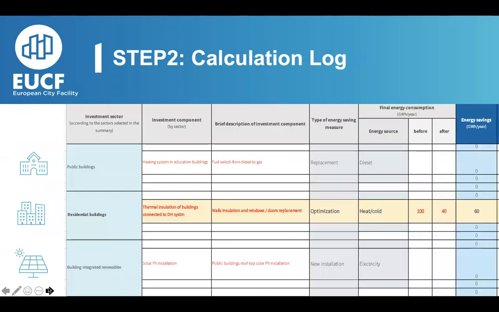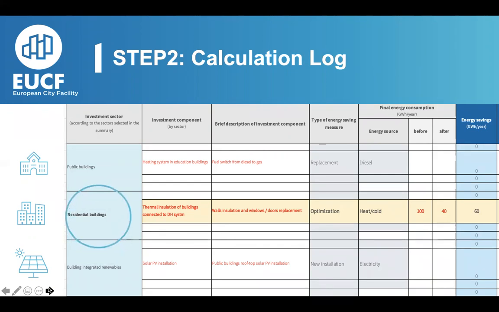In the calculation log, beginning with the left column, you are asked to indicate your investment sector. At the very bottom of this column, there are some white rows so that you can add other investment sectors below in case they are missing. In relation to this, you need to insert the respective investment component that identifies the actions and measures planned within the investment project, which will result in energy savings or renewable energy production.